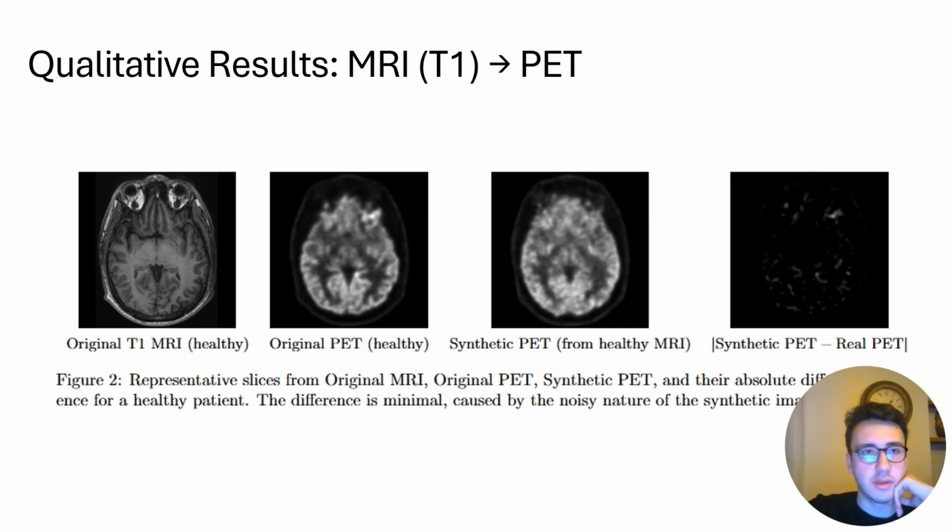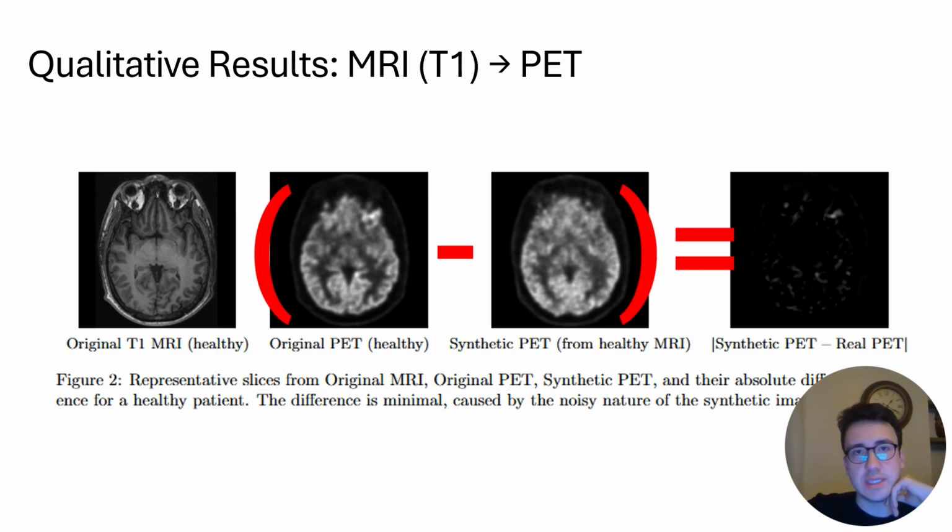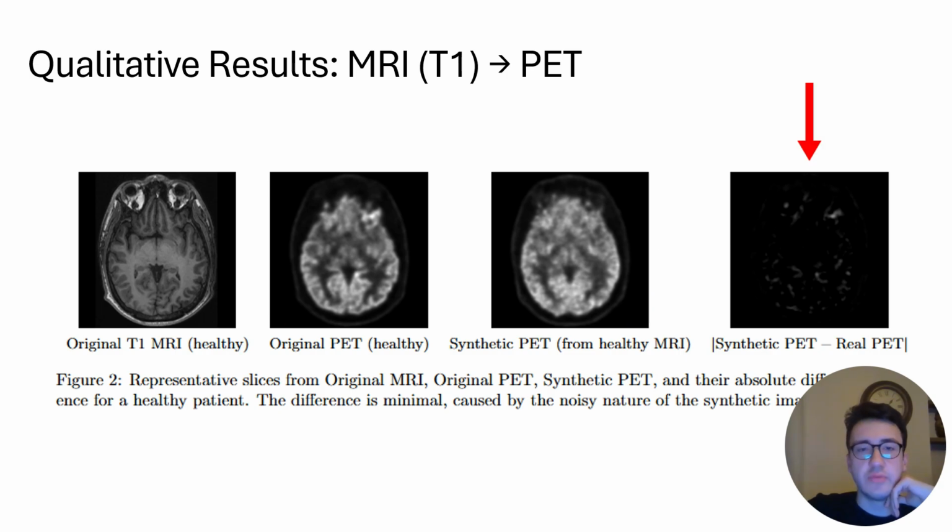Okay, so here are my qualitative results. This is the original T1 MRI, this is the original PET, this is the synthetic PET. When you subtract these two, as you can see, almost a complete black screen with minor details is obtained, which means we have indeed got a similar synthetic PET compared to the original PET. This is for the healthy case.